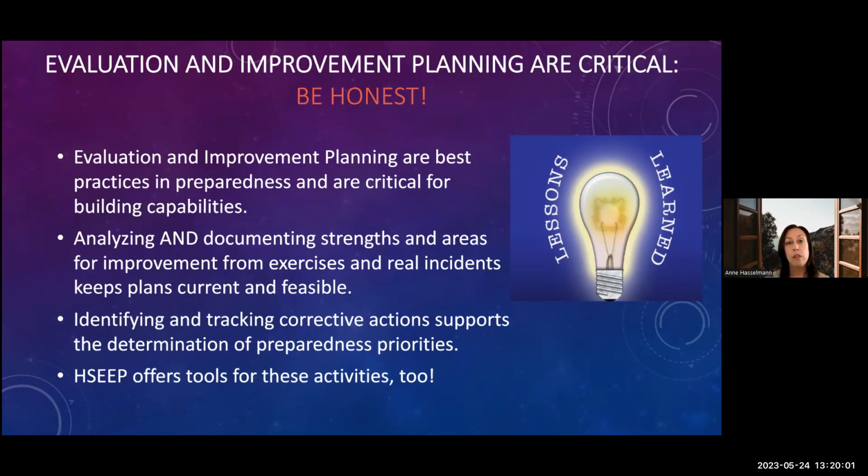Evaluation and improvement planning are best practices. And if you train people, run an exercise, evaluate it, but nothing happens after that, you just stick it on the shelf, that's not nearly as valuable as then taking what you learn, right? Analyze and document your strengths and areas for improvement. Take them and incorporate them into what's known as improvement planning. It keeps your plans current. It helps you know that they make sense, right?